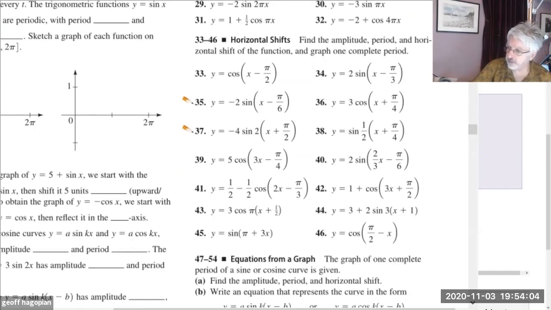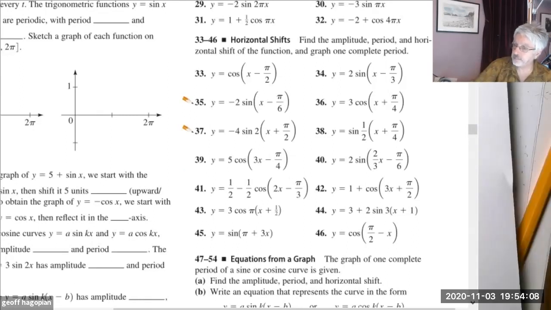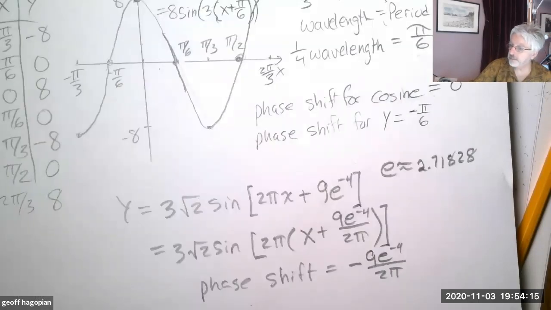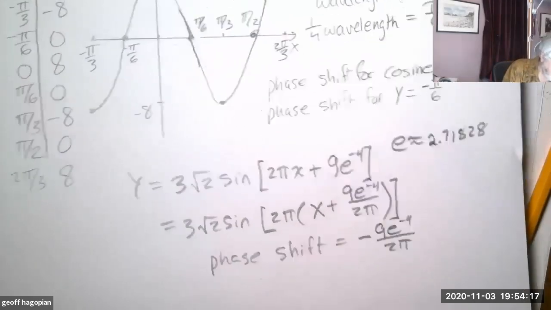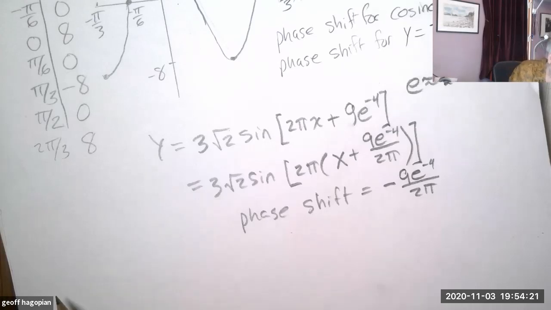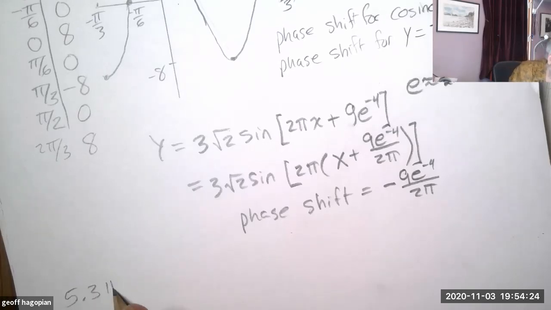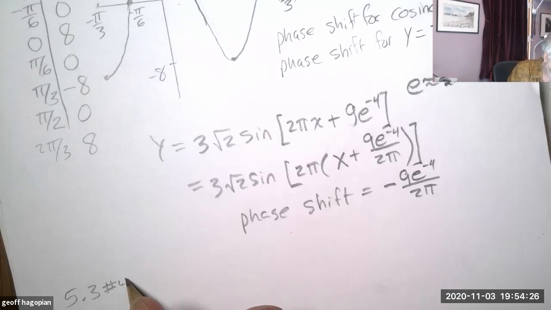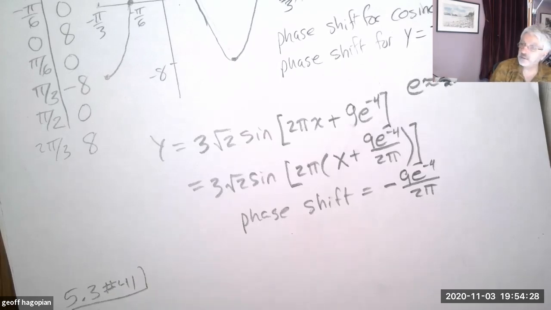So I'm going to say here's 5.3, number 41. And the instructions are, find the amplitude, period, horizontal shift of the function in graph 1 complete period.